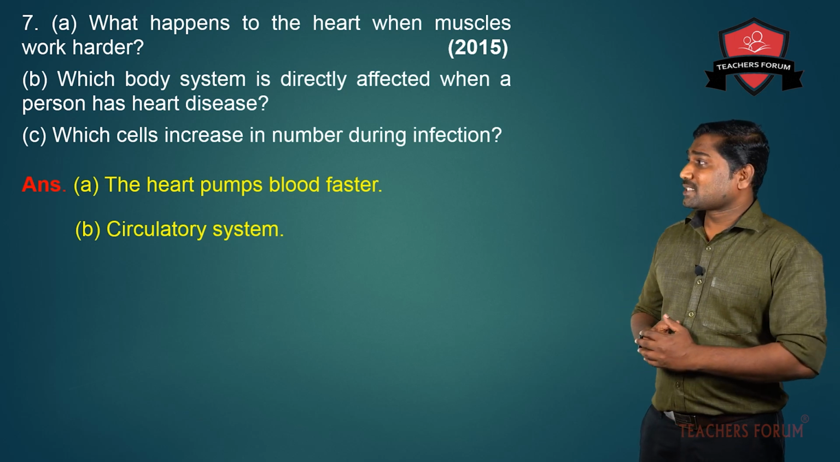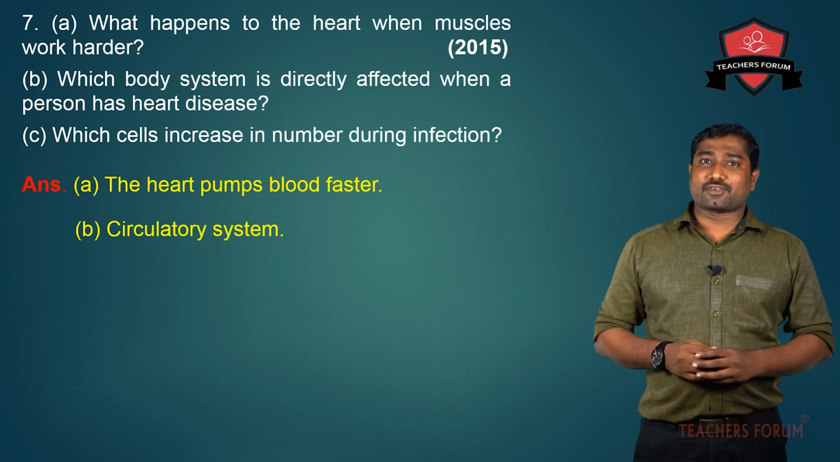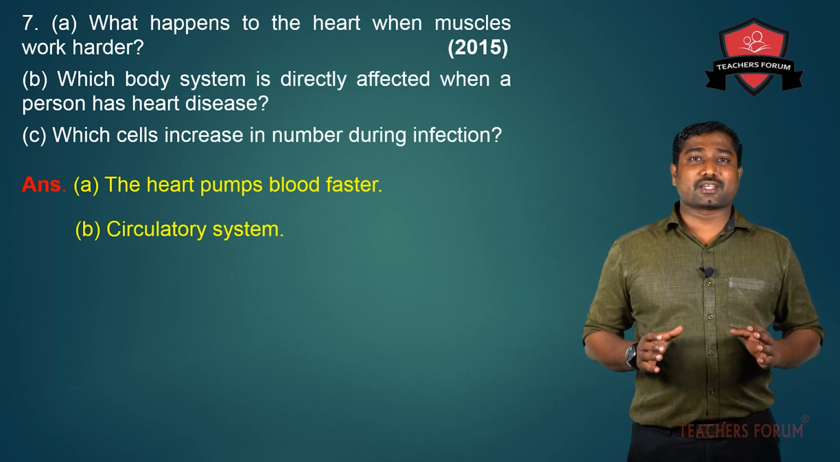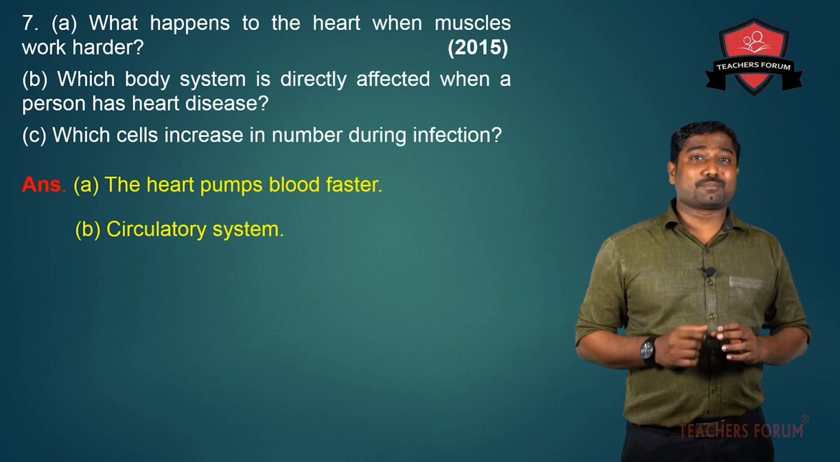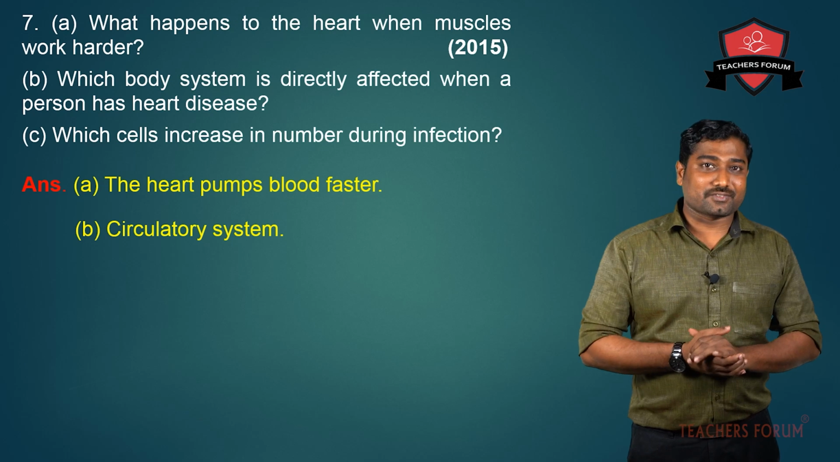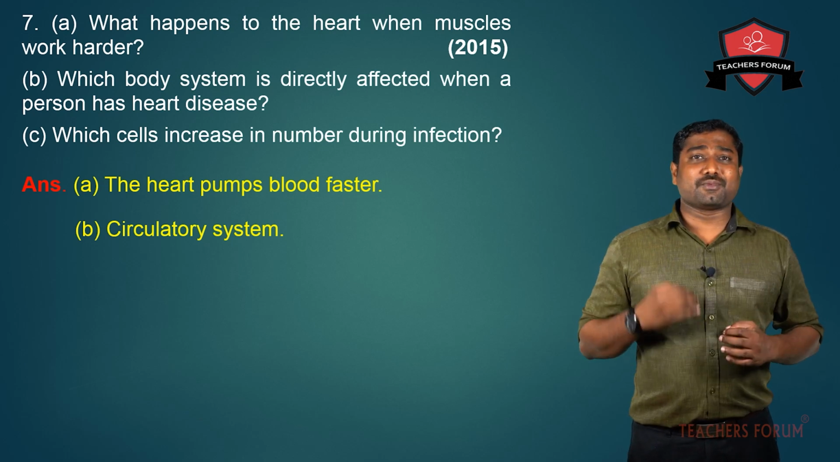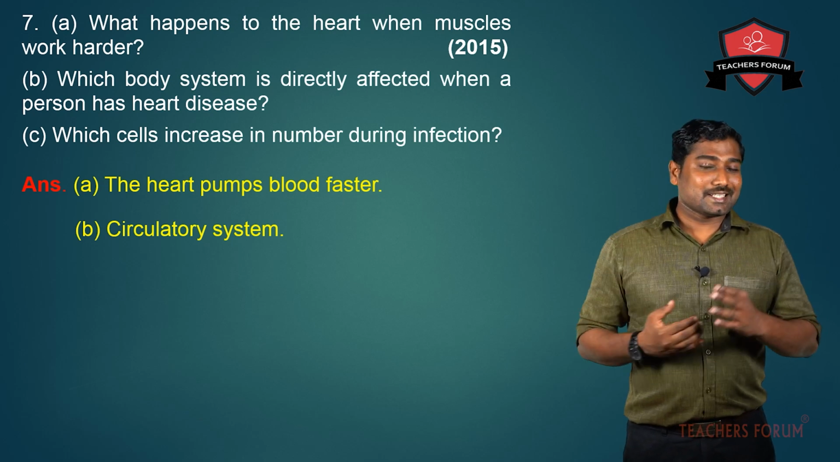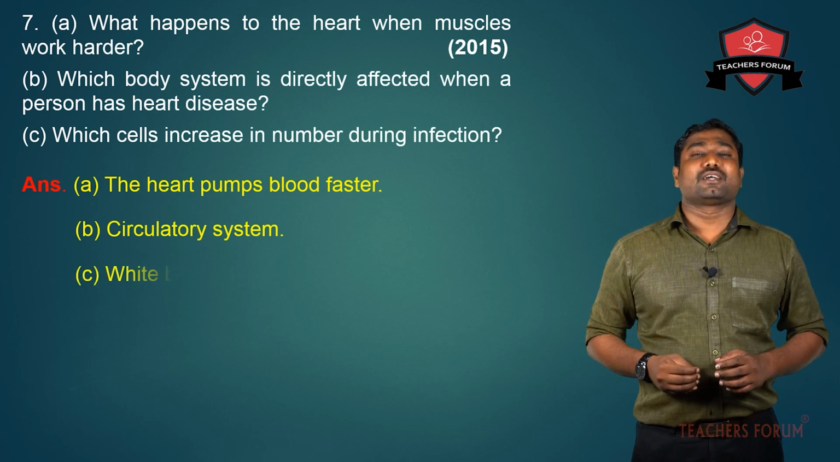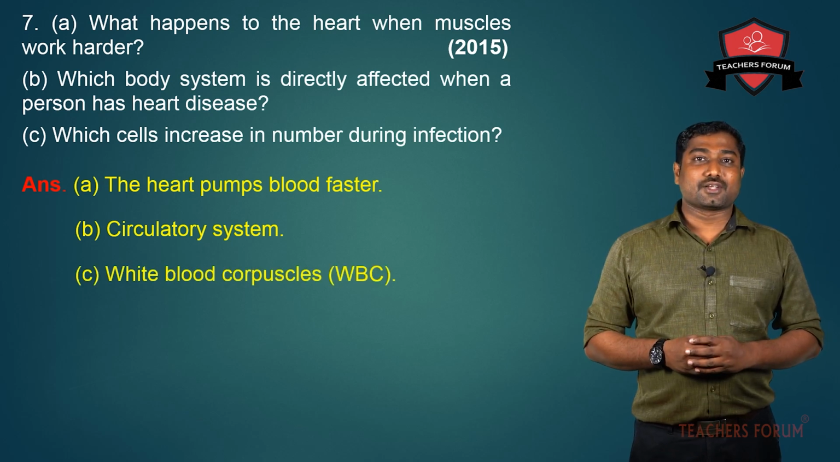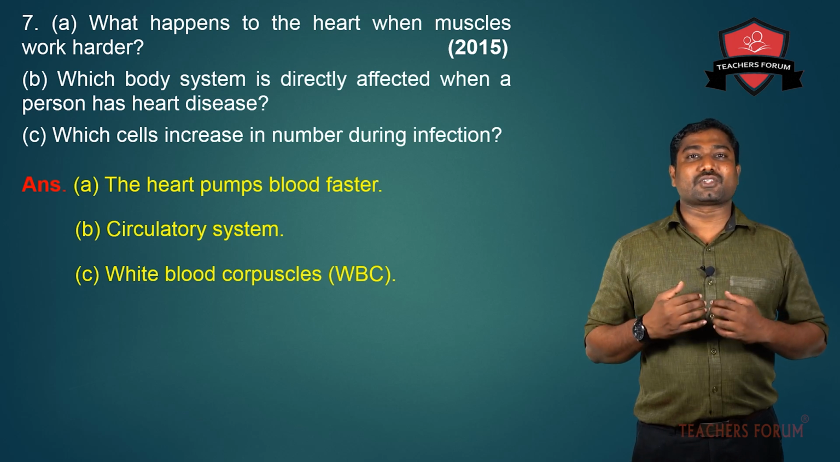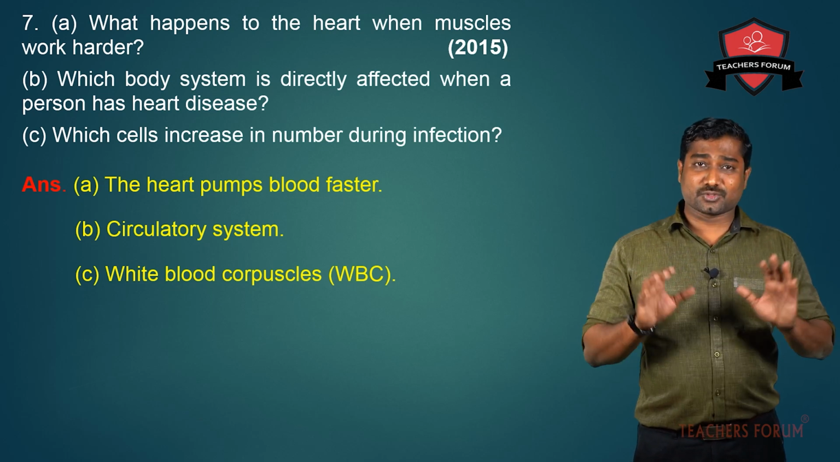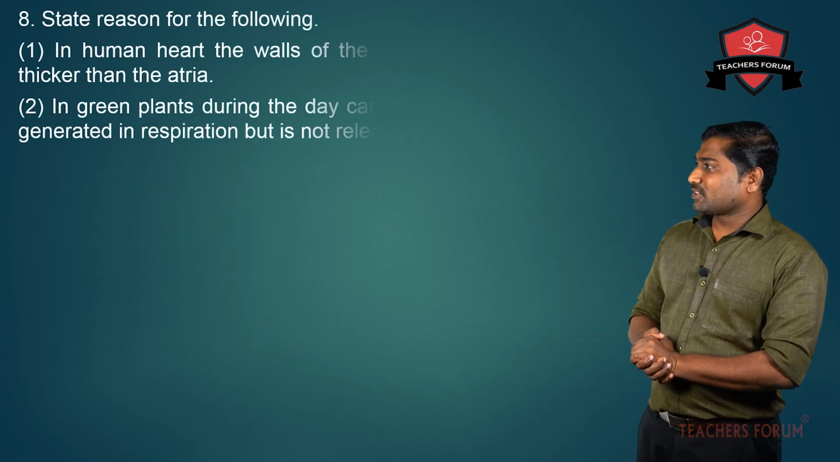Question C, which cell increases in number during infection? We know that during infection, we have one blood corpuscle which helps in fighting infection. If our body finds that we are encountering numerous infections, our WBC will increase in number. So during infection, WBC will increase in number and they will try to fight against those antigens or infections.